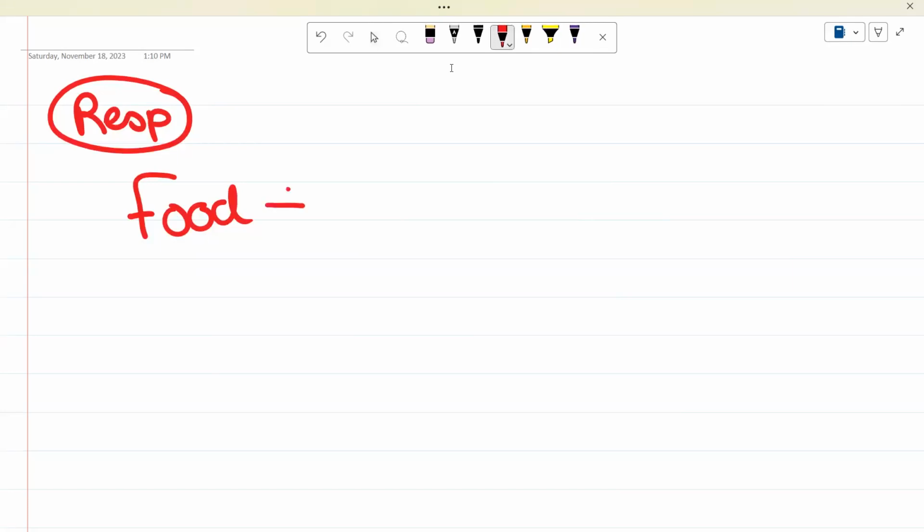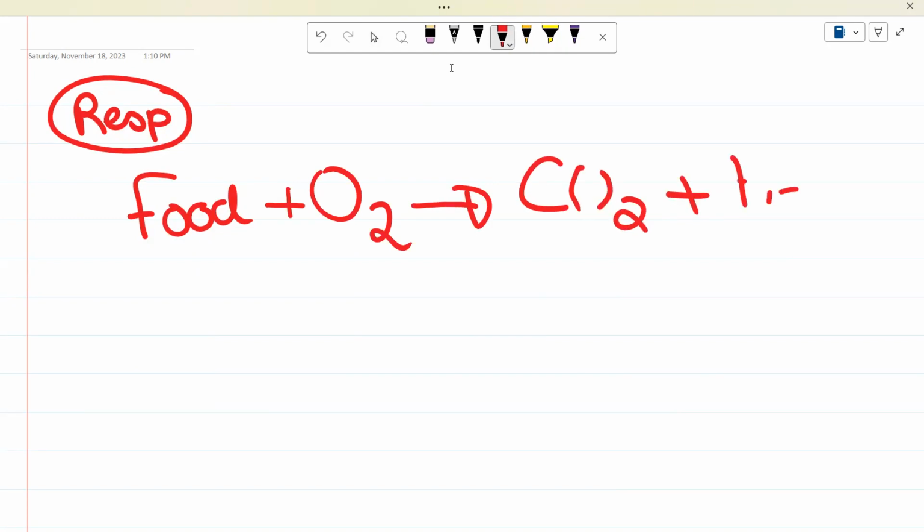Food is broken down in the presence of oxygen to give me what? Carbon dioxide and water. This reaction takes place in your body, in the body of plants, in bacteria, in anything that is living. Plants do something extra. Plants respire, plus they do photosynthesis.